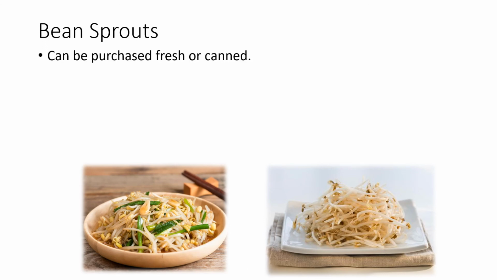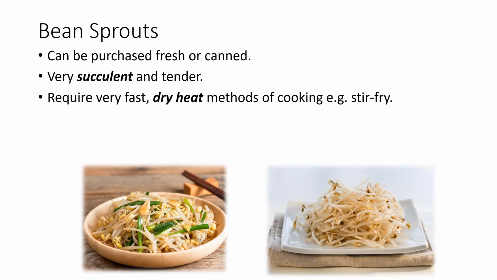These can be purchased fresh or canned. You can make them yourself. They're really quite easy to make. You just soak your seeds and put them in a container and keep them moist, and then a couple of days later they start to sprout themselves. They're very succulent. That means they're very moist on the inside. If you think about the bean sprout, that kind of describes that succulence. If you're cooking them, they require very fast dry heat methods, such as in a stir fry.